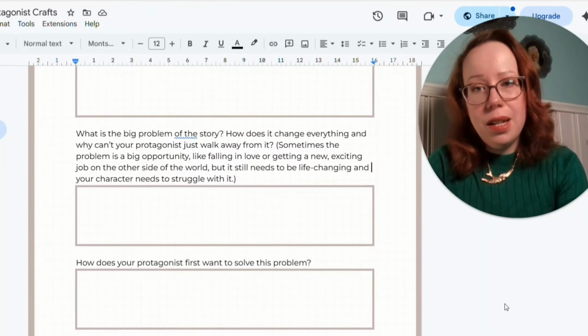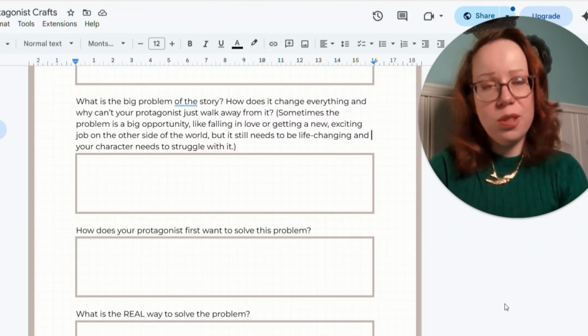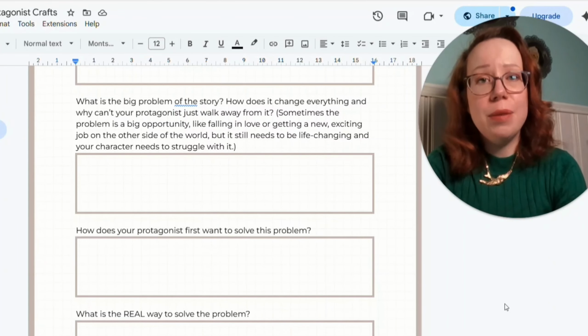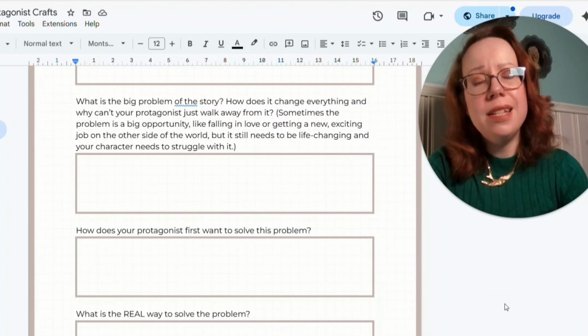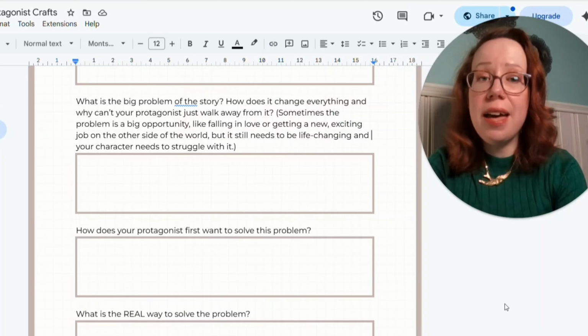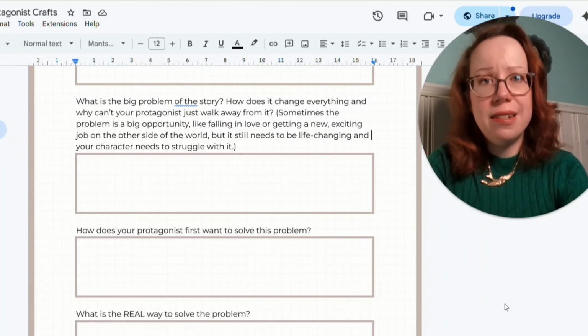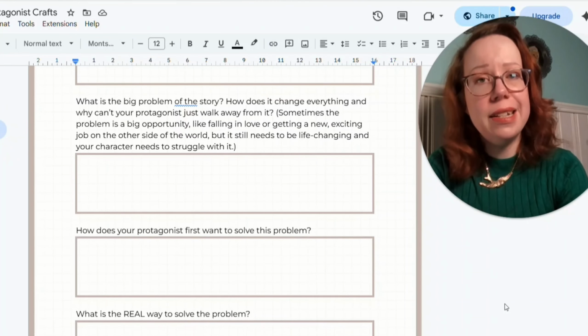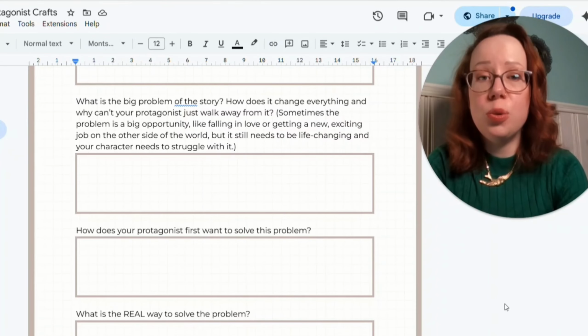And then what is the big problem of the story? It is also known as the main conflict, but I like calling it the big problem. And this problem needs to change everything. And there needs to be a reason why your protagonist can't just walk away from it. And it isn't enough that you know it, your readers have to know it as well.